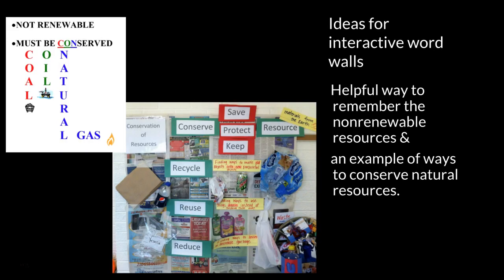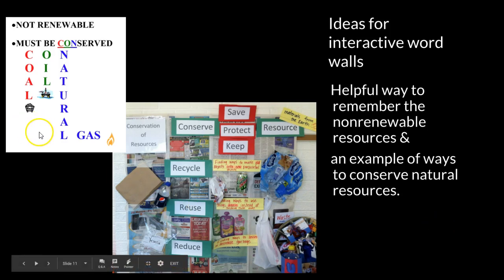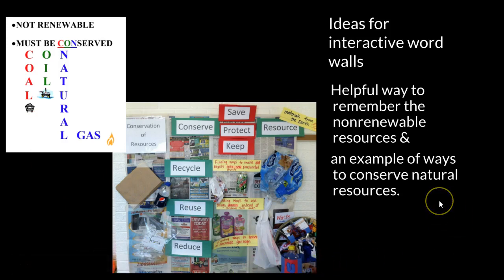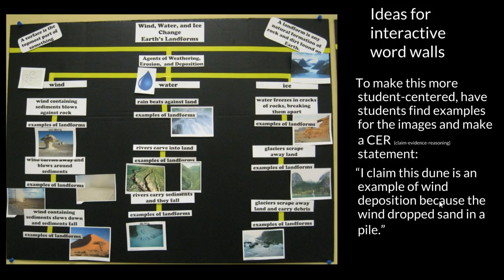And then here's one for the conservation aspect of resources, both renewable and non-renewable. So again, just another example of an anchor chart that's really helpful for students. And then here would be something that maybe your students could help build with you. And then we've got a more complicated word wall, which I think is really interesting. Maybe this was probably built over time.